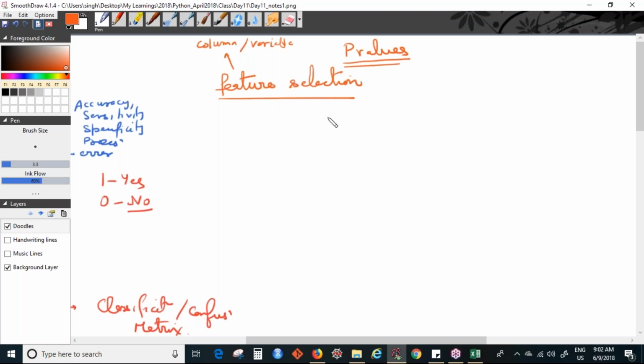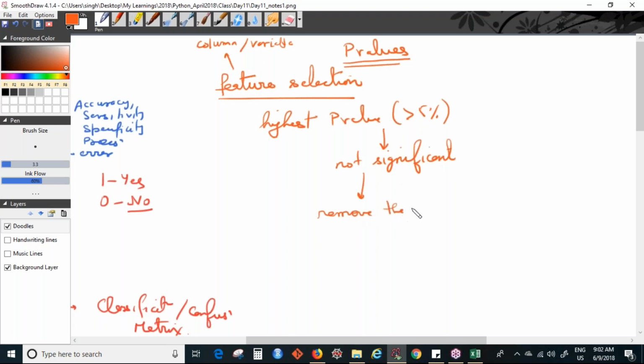So how do we decide? Whichever variable has the highest p-value, if that is above 5%, of course, that means it is not significant. That means it is not significant, so we remove that variable. Okay, so we do that iteratively. We do that iteratively, one at a time.